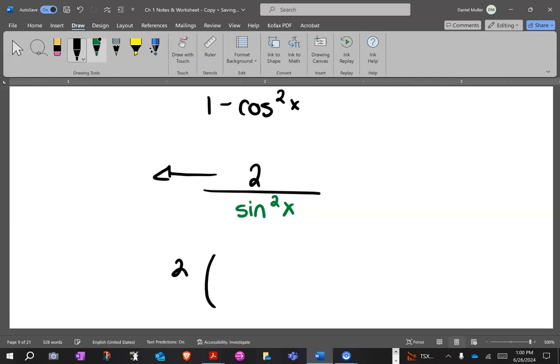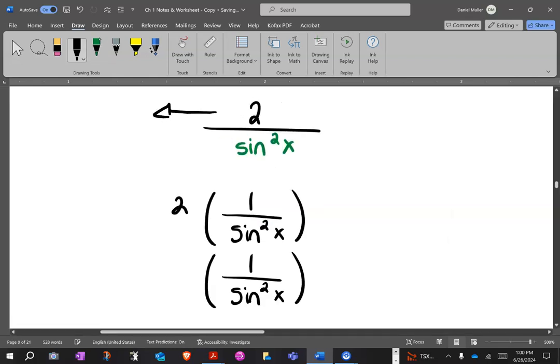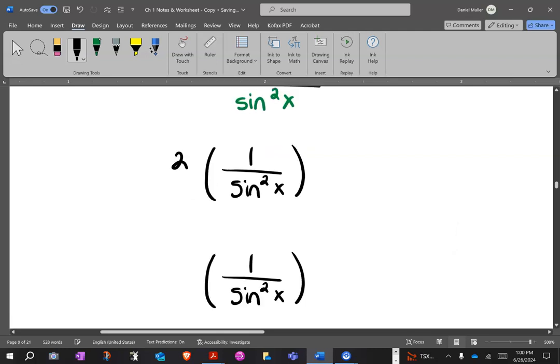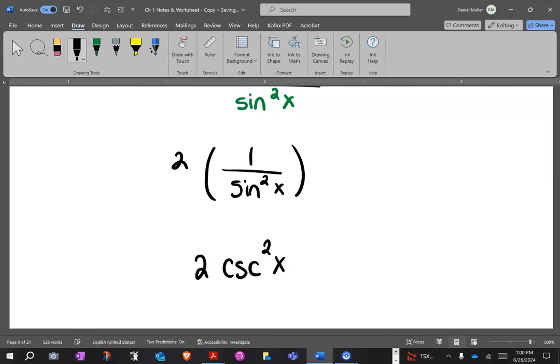and leave us with just sine squared on the bottom, which makes you wonder what's on top. Well, it's just a 1. And 1 over sine is cosecant, but if it's squared, it's just going to be cosecant squared. So this is 2, and 1 over sine squared is just going to be a cosecant squared. And that is my left side equals my right side.